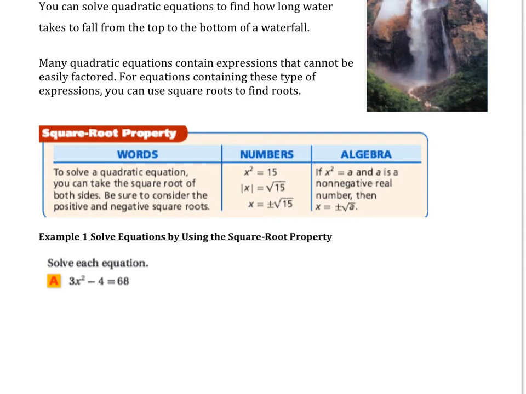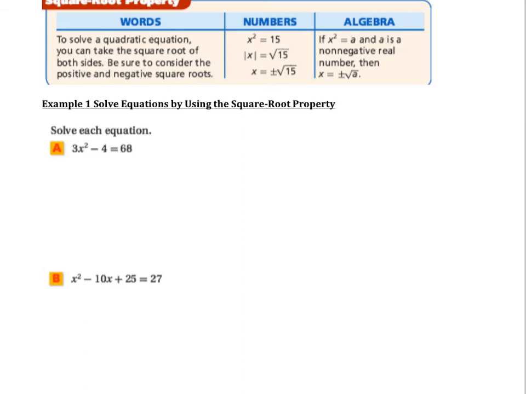So, to solve a quadratic equation, we could take the square root of both sides of the equation. And when we do that, we need to consider both the positive and the negative square roots. So you are going to have a plus minus answer when you take the square root of both sides. So the first thing we have to do when we are trying to use the square root property, or being able to take the square root of both sides, is we have to isolate the x squared.